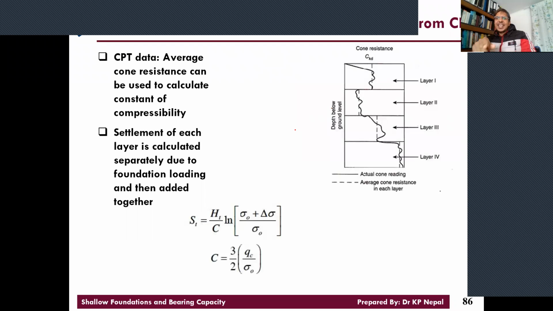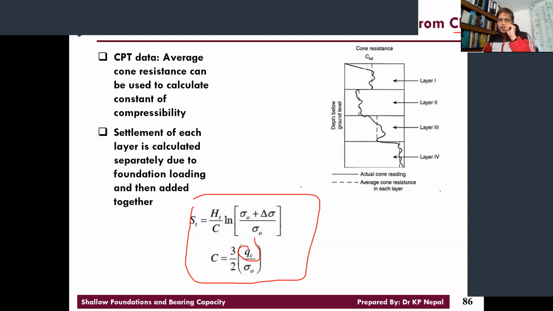Here we go. There are also ways to calculate settlement from CPT data. We use these equations. Okay, that's very simple. QC is the CPT measurement. All the other values are overburden pressures, change in pressure, and thickness of the different layers. You calculate the settlement of one layer, then another, and another, and you sum them together to get the total settlement.